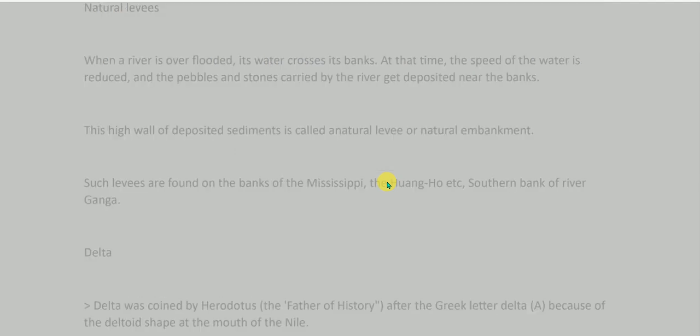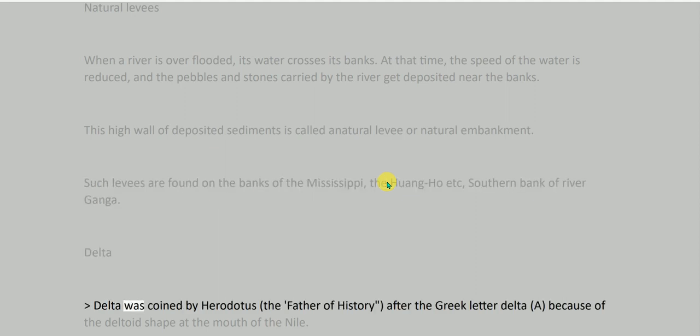Natural levees. When a river is overflooded, its water crosses its banks. At that time, the speed of the water is reduced, and the pebbles and stones carried by the river get deposited near the banks. This high wall of deposited sediments is called a natural levee or natural embankment. Such levees are found on the banks of the Mississippi, the Hwang Ho, etc., and the southern bank of River Ganga.